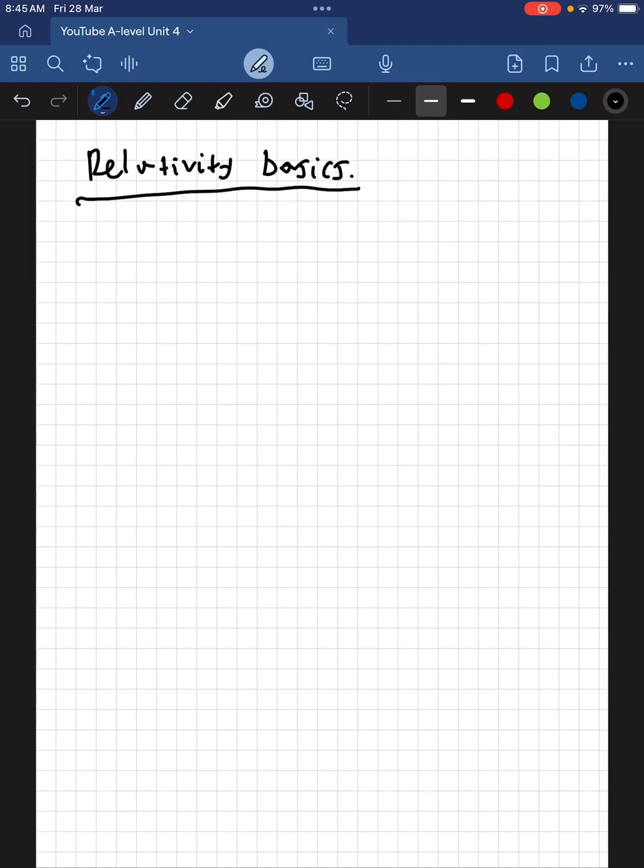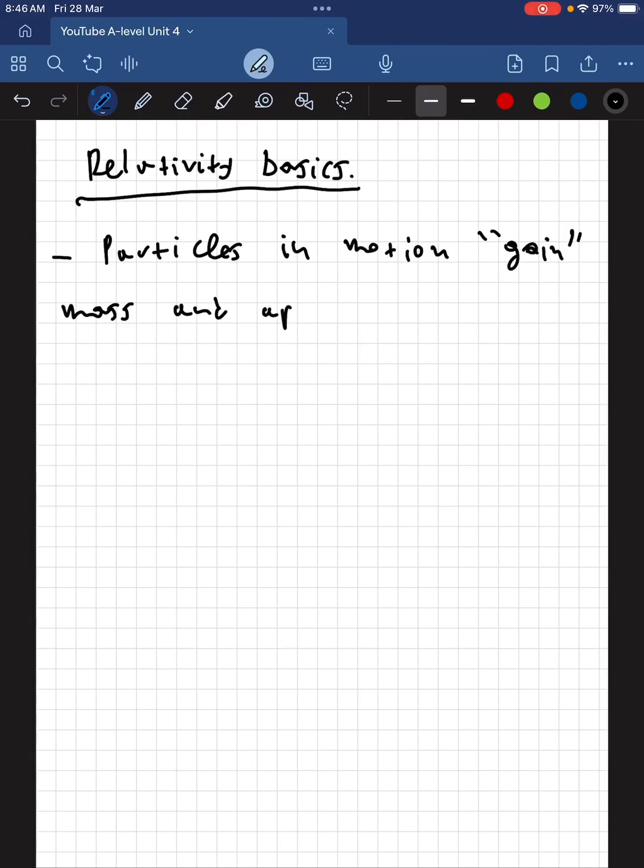So let's start. What you actually need to know is that particles in motion gain mass and appear to be heavier.